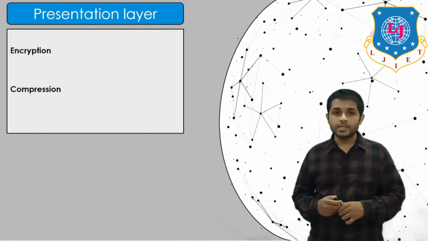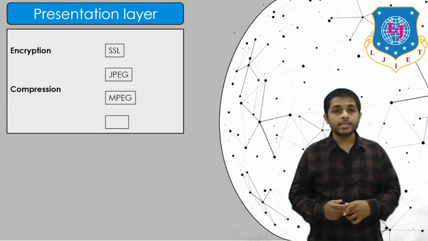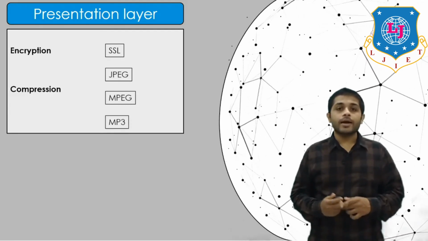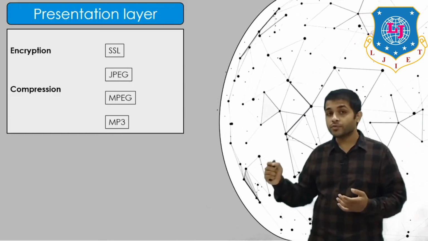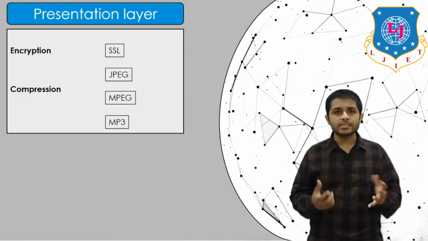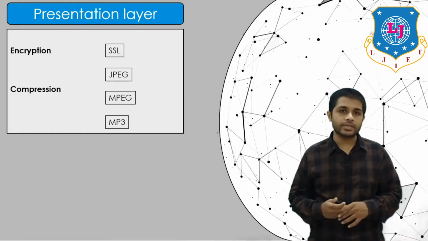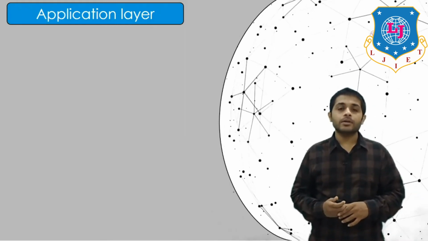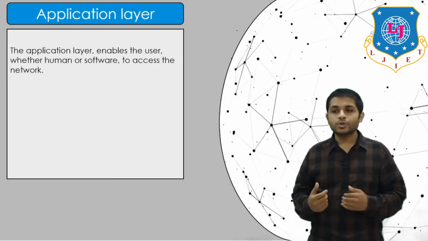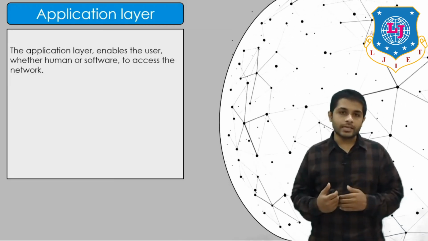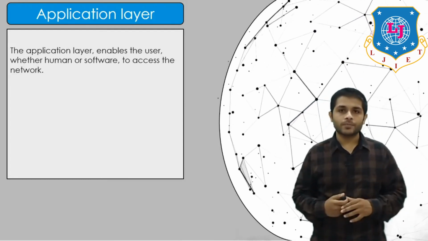It keeps track of all of your downloads and will resume from that. After that, there is the presentation layer. The responsibility of the presentation layer is encryption and compression. Encryption means that it provides the SSL layer, which is for security. Compression means what type of files you are using, JPEG, MPEG, MP3, etc. And the last layer is the application layer. The application layer enables the user to communicate through the internet and it provides an interface to the user.